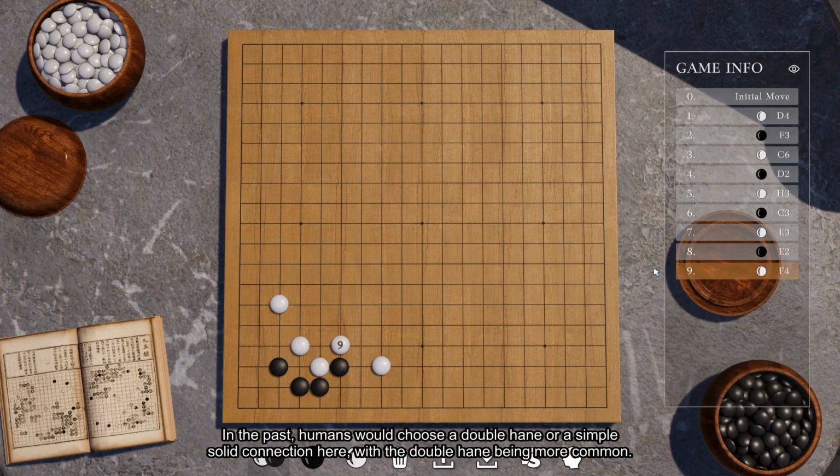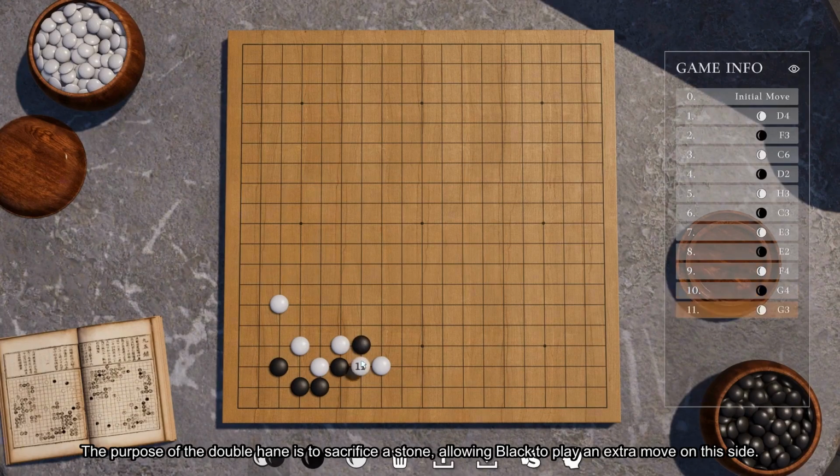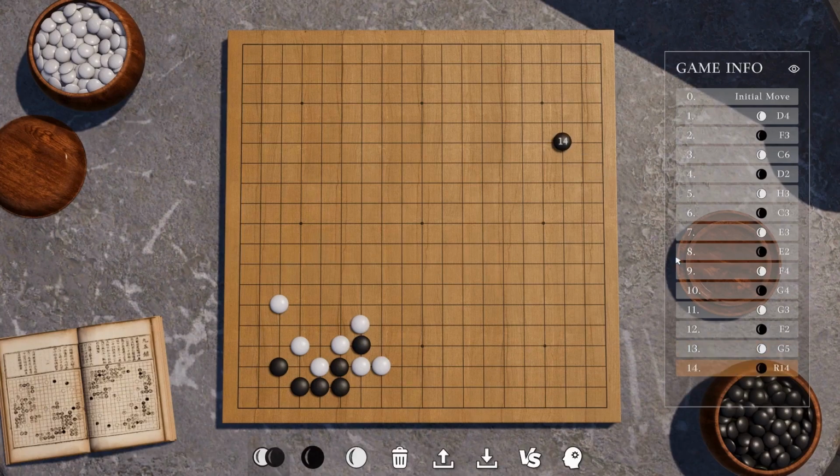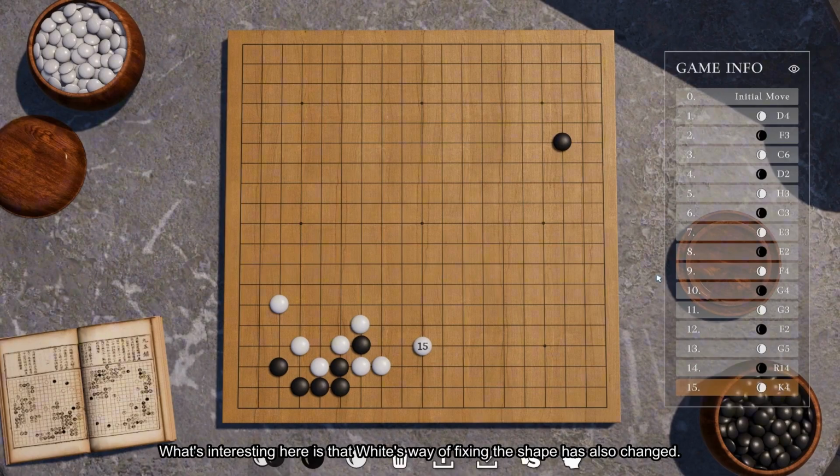In the past, humans would choose a double hang or a simple solid connection here, with the double hang being more common. The purpose of the double hang is to sacrifice a stone, allowing black to play an extra move on this side. White will then fix the shape. What is interesting here is that white's way of fixing the shape has also changed.